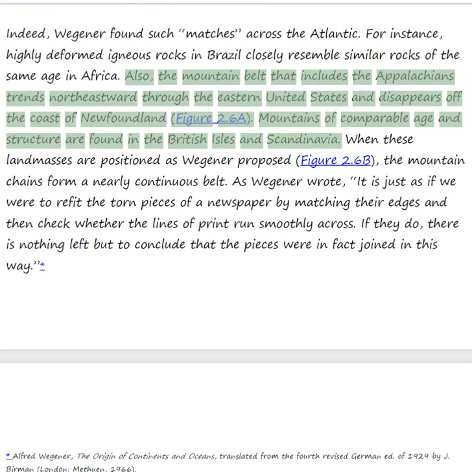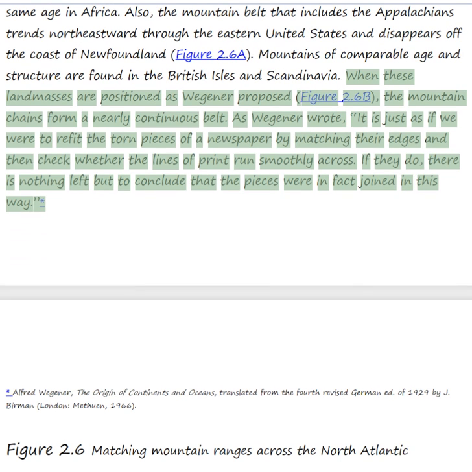Also, the mountain belt that includes the Appalachians trends northeastward through the eastern United States and disappears off the coast of Newfoundland. Mountains of comparable age and structure are found in the British Isles and Scandinavia. When these landmasses are positioned as Wegener proposed, the mountain chains form a nearly continuous belt.